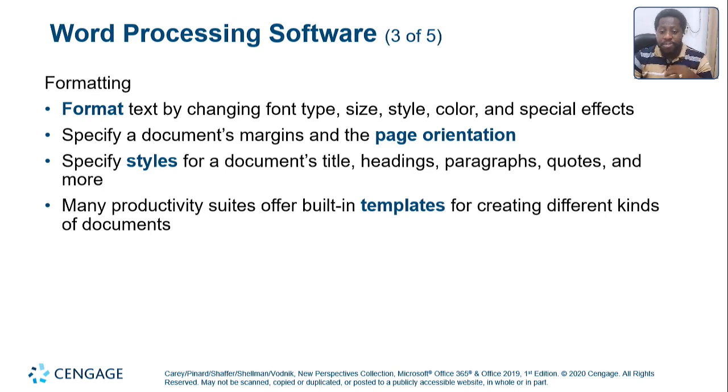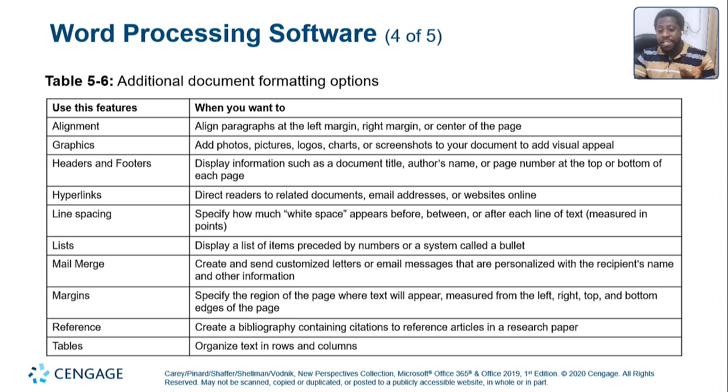So if I'm formatting, I'm trying to specify document margins. I want to adjust the page orientation. I want to specify some styles for the document, titles, headings, paragraphs, or sometimes I may even want to use templates for creating different kinds of documents. But all of these things are formatting tools without changing the content in terms of deleting, spell check, and stuff like that, which all fall under editing events. Great. So we have additional document formatting options that we can make mention of, and we have listed a few of them here. You may want to go through them. But when we get to experience it practically, I'm sure you'll be able to appreciate them even more.